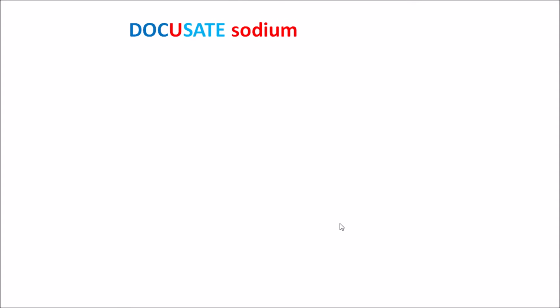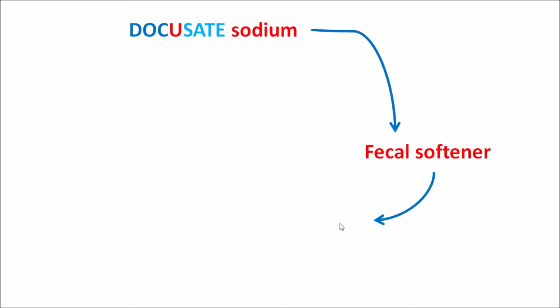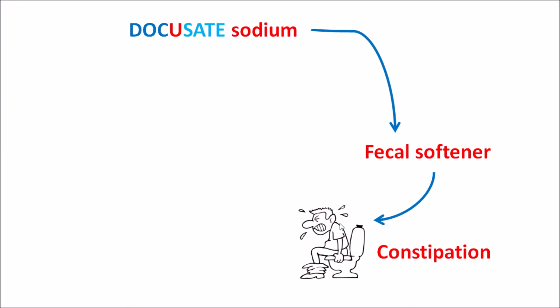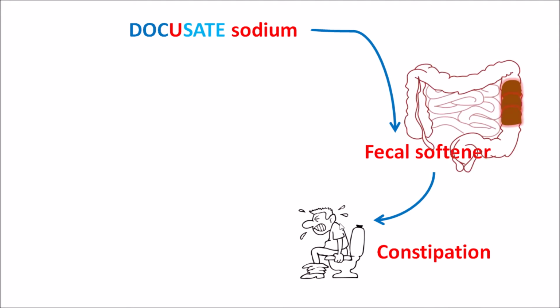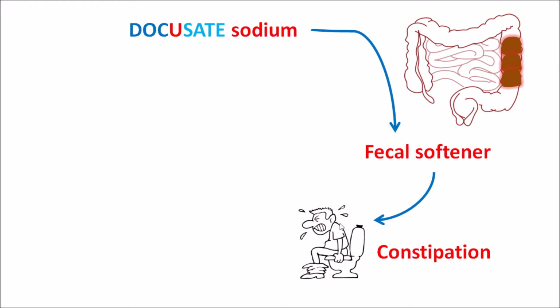The drug Docusate sodium is one of the fecal softeners. This drug can be indicated for the short-term management of constipation. As this drug reduces the hardness of fecal matter, the stools can be easily passed through the colon, resulting in the softening of stools and less effort for defecation.